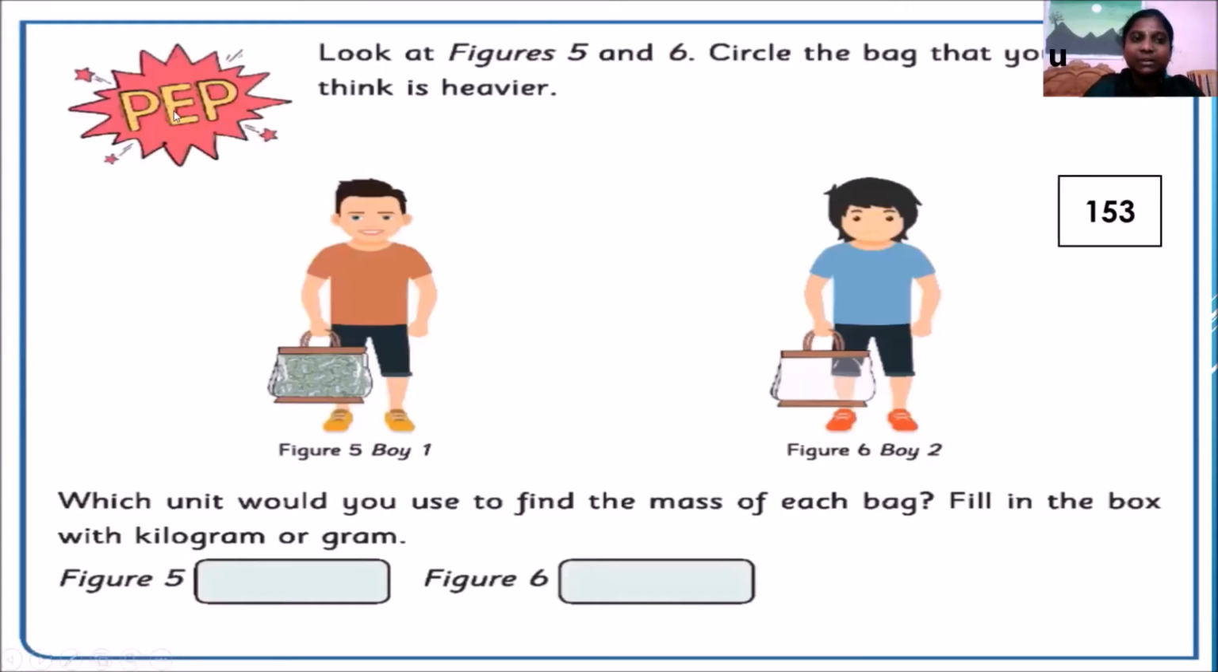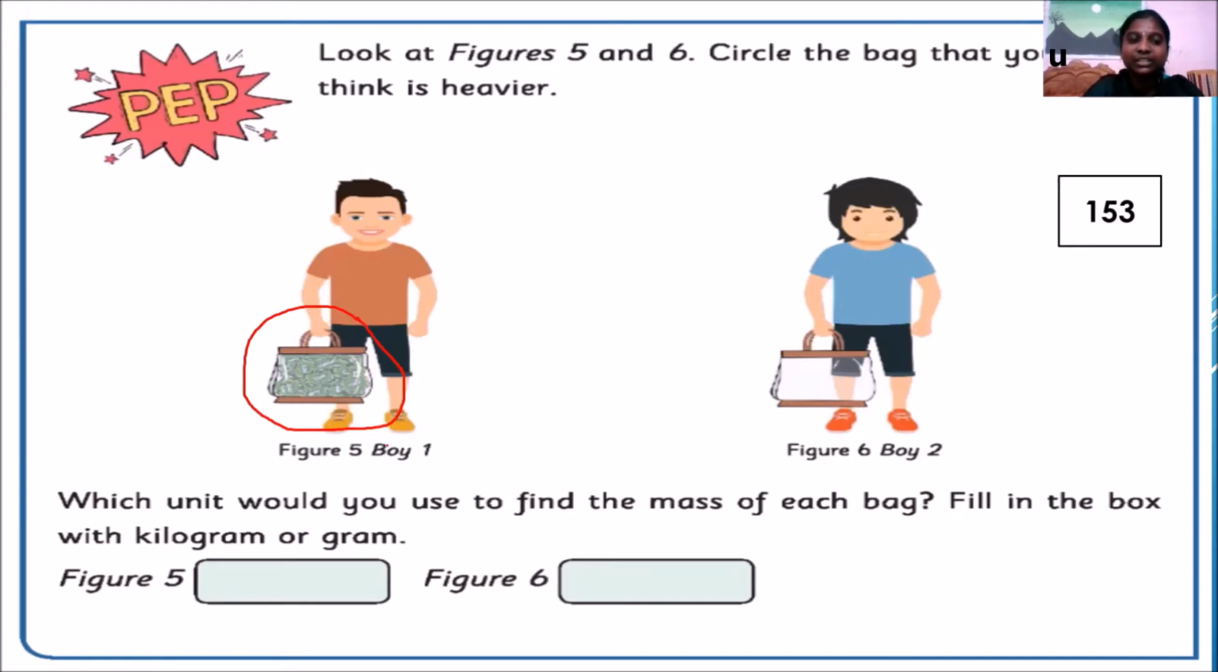Let us start our session by doing the book back activity. It is in the page number 153. Look at figures 5 and 6. Circle the bag that you think is heavier. Now look at the below pictures, children. Which one do you think is heavier? It's figure 5 or figure 6? Very good. It is a figure 5. You have to circle this bag like this. The boy 1 bag is filled with objects, but the boy 2 bag is empty.